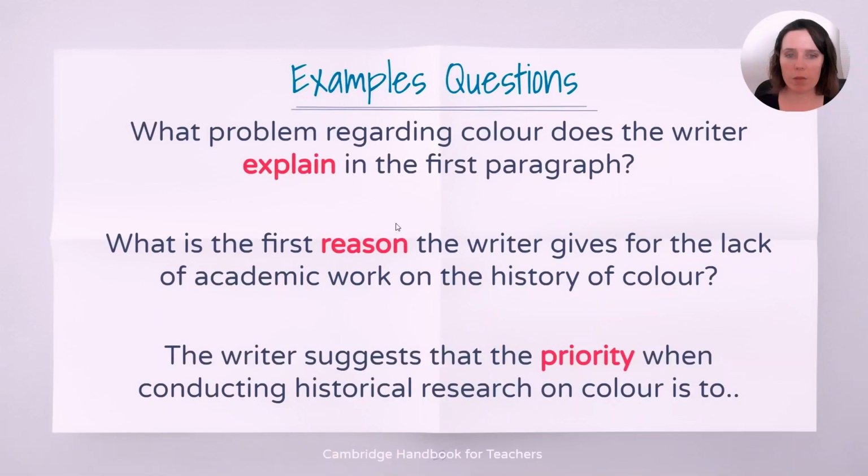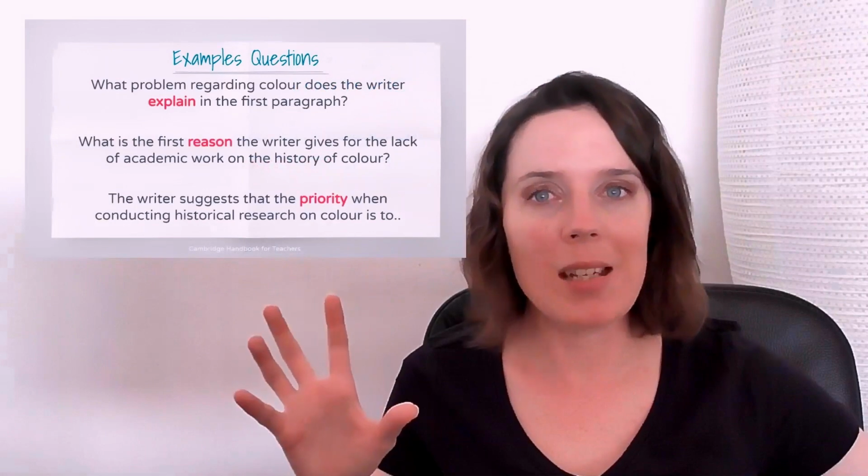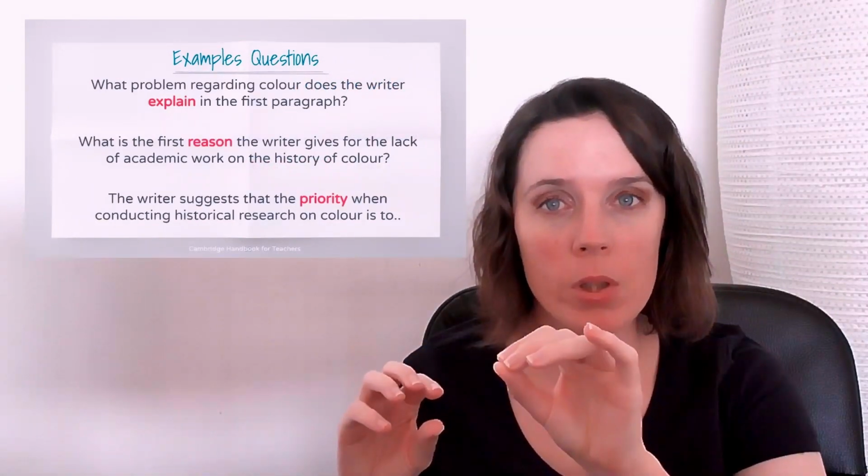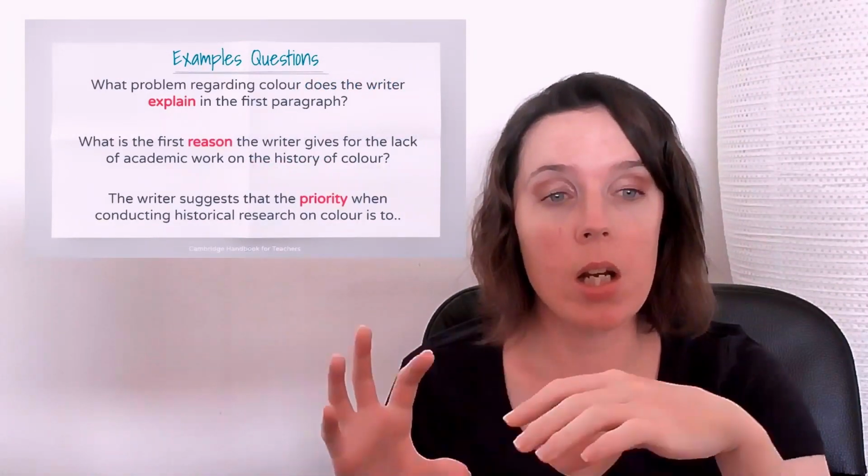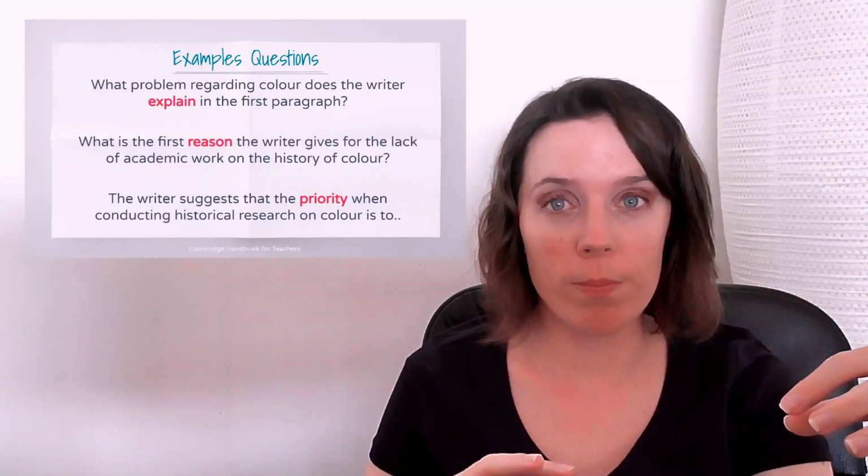So again, you're looking for a reason. So you need to be able to identify this reason and the first reason. There's going to be multiple reasons, so you need to be able to identify that first one. And the final one, the writer suggests that the priority when conducting historical research on colour is to... So you can see how you're going to have to pick out these particular things in order to answer your question.